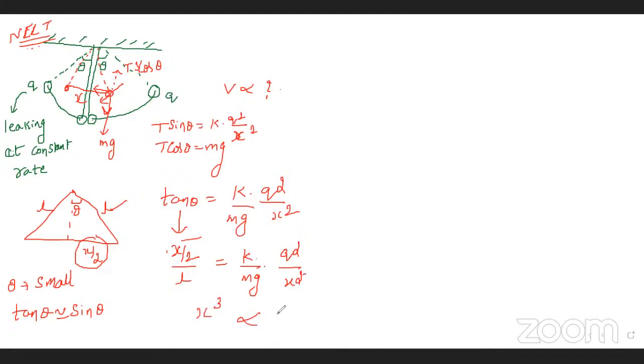That is proportional to q squared. The rest of the parameters are all constants. So x and q are related. X cube is directly proportional to q squared. So I can tell q is directly proportional to x power 3 by 2. Now I will differentiate this. What is the differentiation of x power 3 by 2, to get dq by dt?